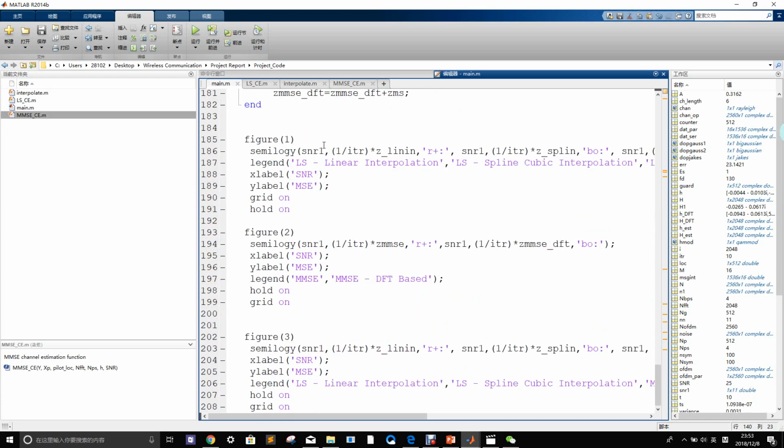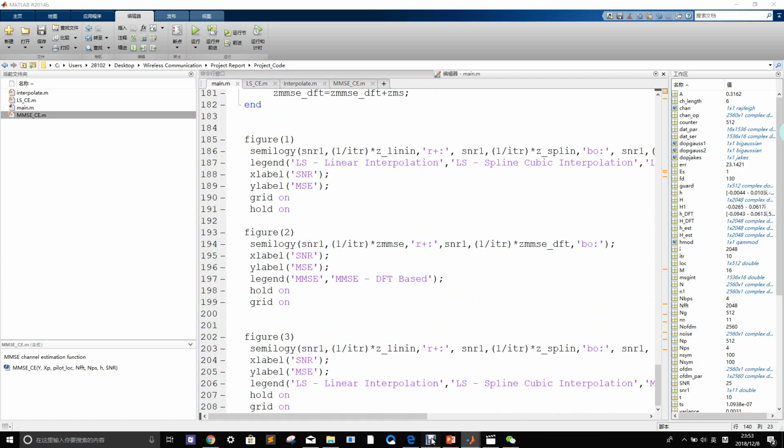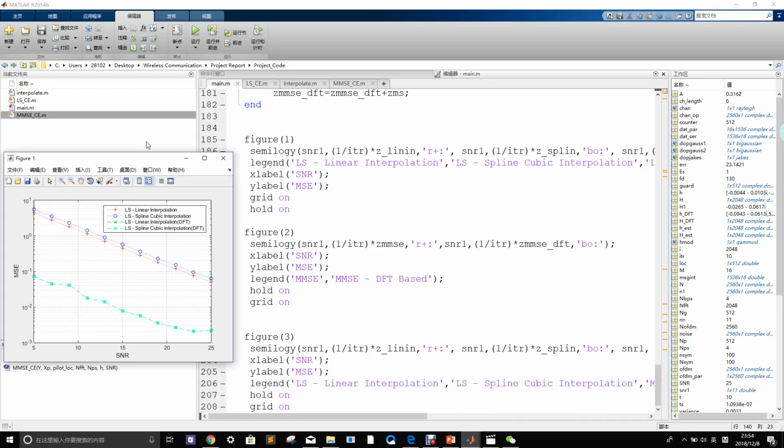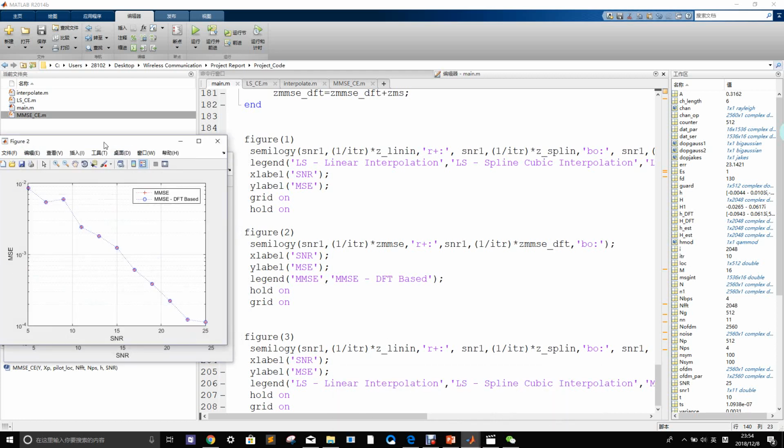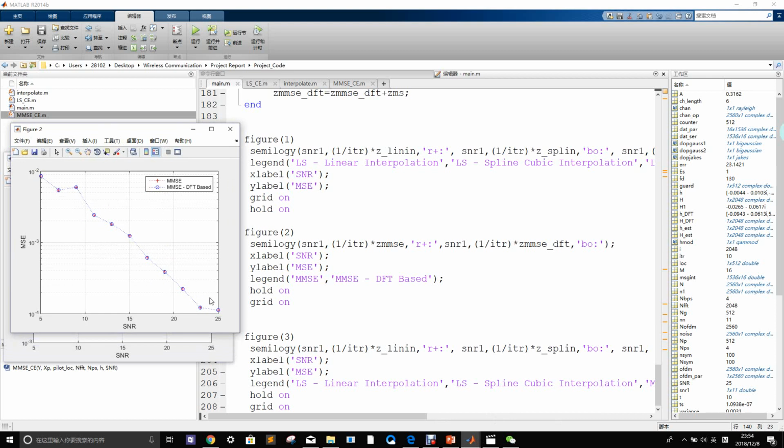So I drew 3 figures like that. The first one is between the LS estimators. This one means linear interpolation, this one means the spline cubic interpolation, and this one means the LS spline cubic interpolation, but this one is based on DFT. And in figure 2, like that, this one is the MMSE estimator. The blue one uses the MMSE estimator, but it is different from the red one because the blue one is based on the DFT.